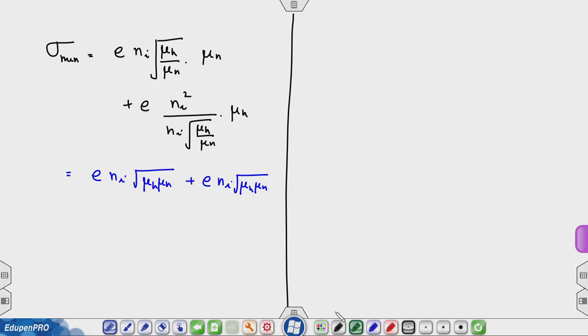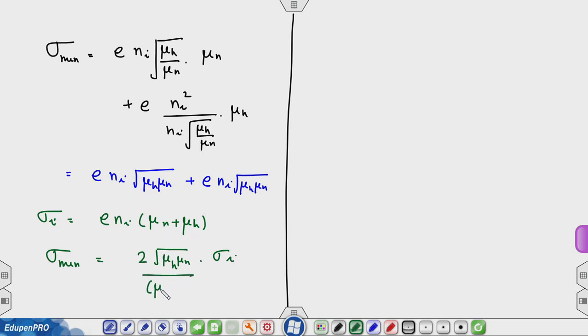Now, sigma intrinsic is equal to e Ni (mu_n plus mu_h), because in an intrinsic semiconductor p and n are the same, and therefore, I can write sigma min is equal to 2 square root of mu_h mu_n e Ni, which is nothing but sigma_i divided by (mu_h plus mu_n). That is your answer.